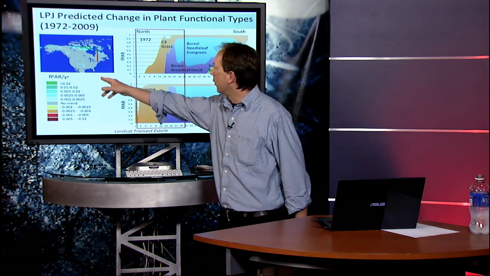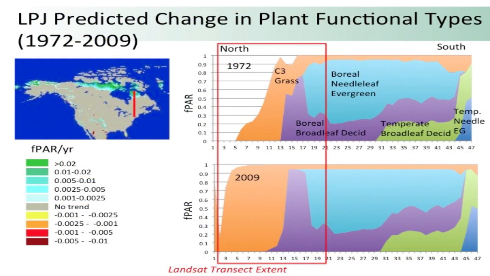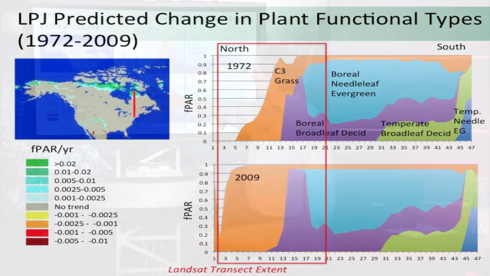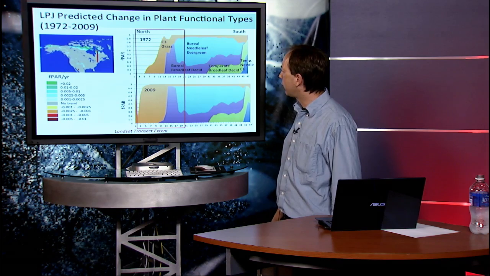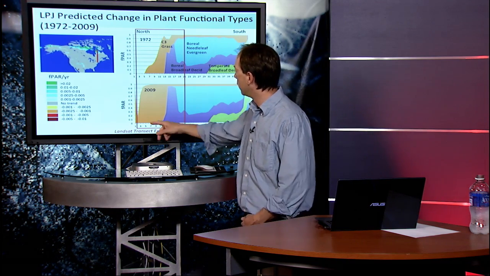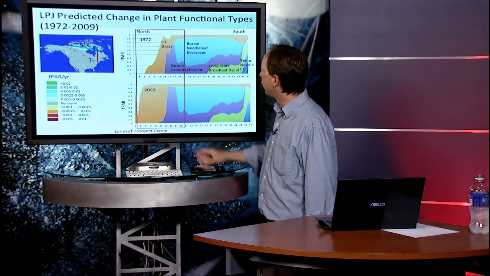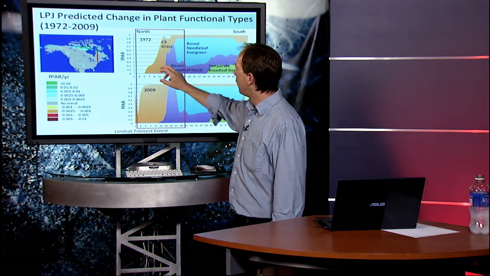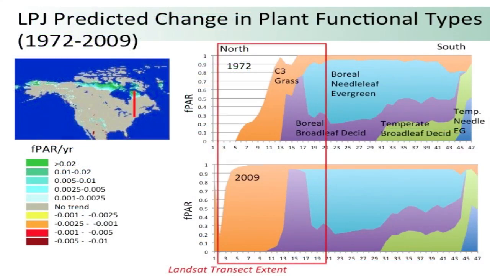The red line here on the overview map gives you the spatial domain of these profiles. One profile represents a transect from 1972. The other profile represents a transect from 2009. And our Landsat Quebec transect that I showed you earlier is this sort of red box inset here. And so what we're plotting is basically from north to south, the amount of FPAR, and you can think of that as the contribution to vegetation greenness, provided by each of these plant functional types.